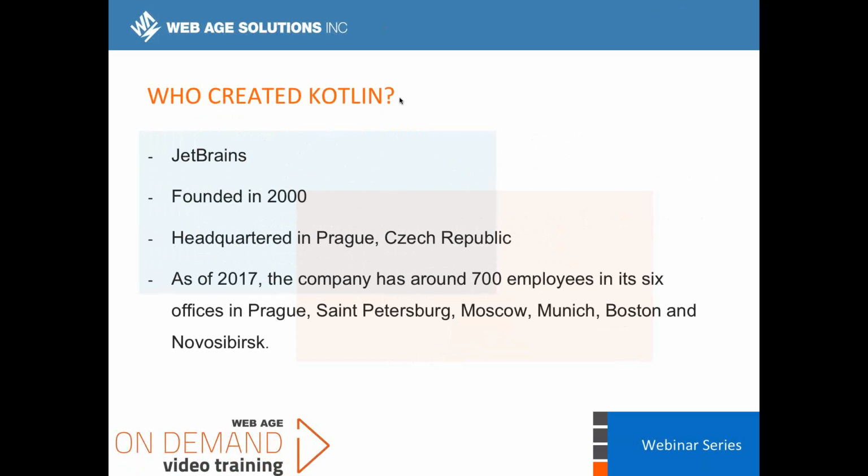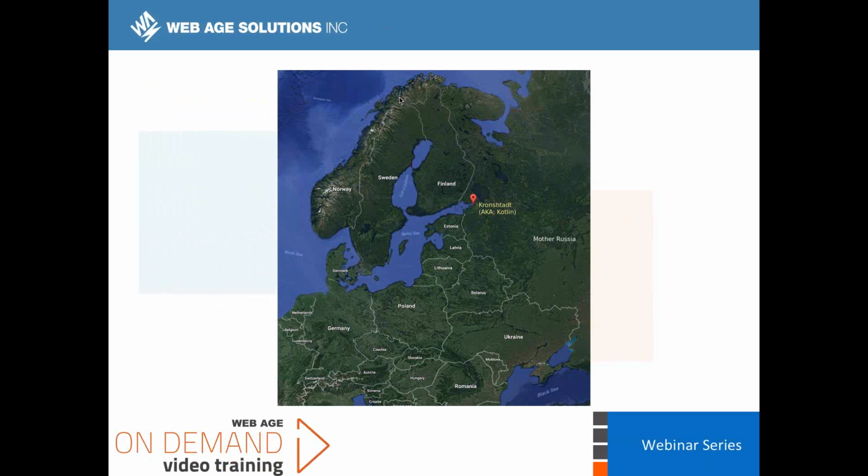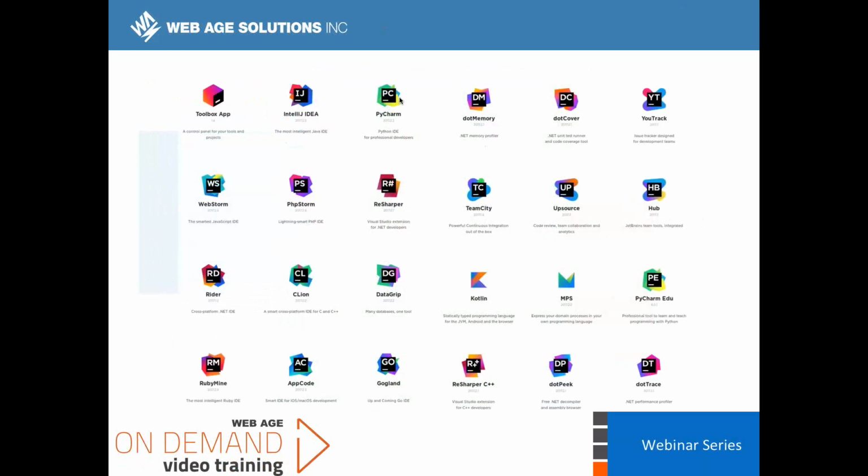JetBrains is a Czech company. They've got a bunch of employees all over Eastern Europe and in the US and Boston. Why is it called Kotlin? Well, the name is based on the name of a city in Russia called Kronstadt, and they refer to it as Kotlin. So if you're wondering where the name came from, it's after Kronstadt in Russia.